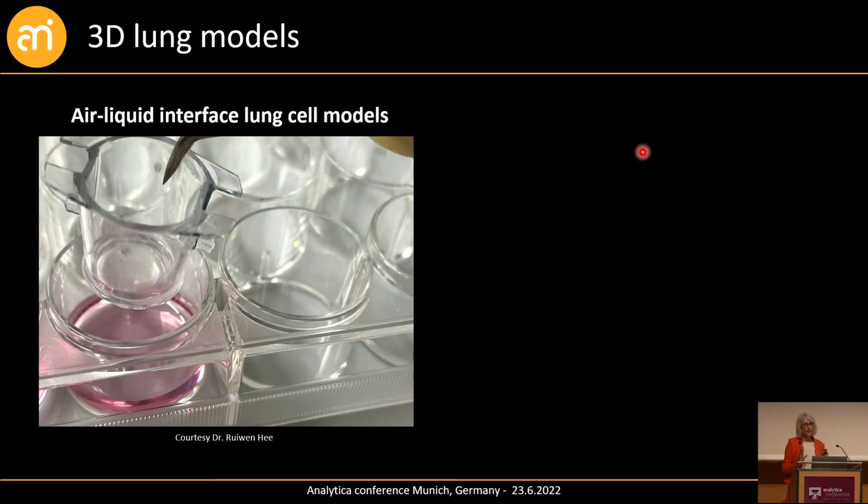We now try to mimic this compartment at an air-liquid interface using permeable membranes. You culture the cells on the surface or below the insert, then you can remove the cell culture medium from the upper part and leave the cell culture medium in the lower part, and with this you generate the air-liquid interface.